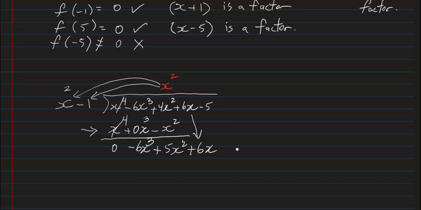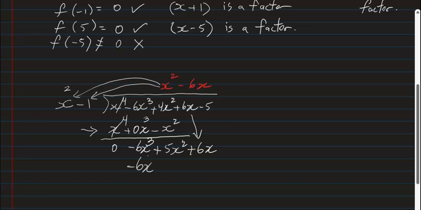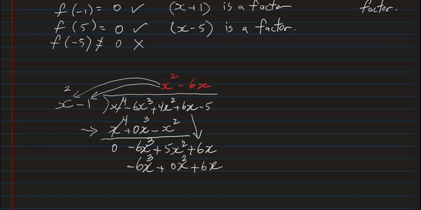What should we multiply x squared by to get minus x cubed? And in this case it will end up being minus 6x, and then we're going to go through again. So this would be minus 6x cubed, and in this case we don't have x squared, so it would be plus 0x squared. The next one will be plus 6x, and then now we're going to go through and do the last step.